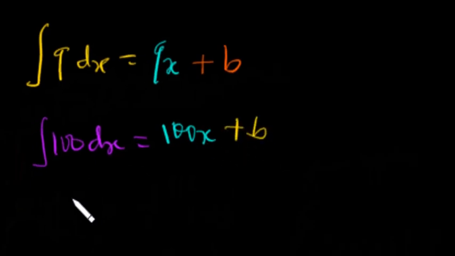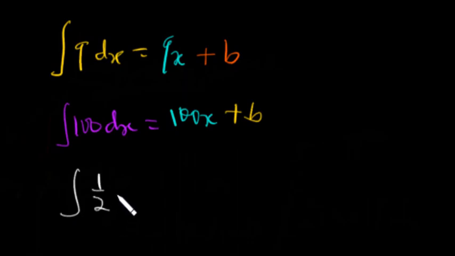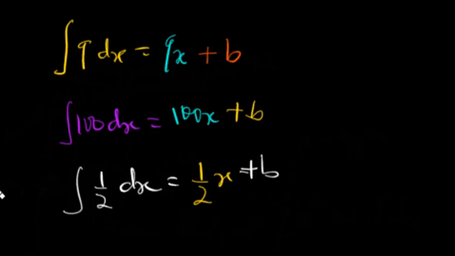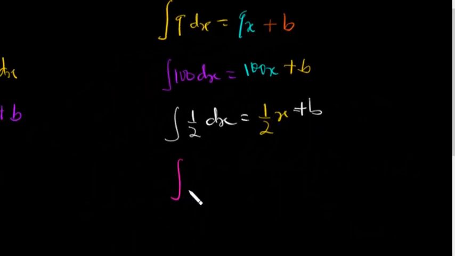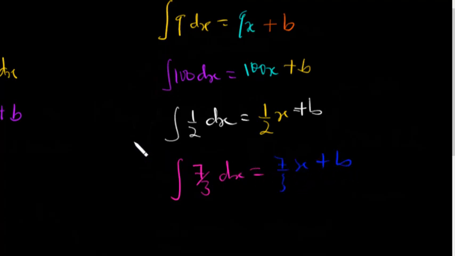If you are asked to integrate half with respect to x, half is a number, it's a constant, there is no variable, so that is going to be half x. Add my constant of integration. In this case I'm going to use b. If you are asked to integrate another fraction, say 7 out of 3 with respect to x, that is going to be 7 out of 3 x, then add a constant of integration.